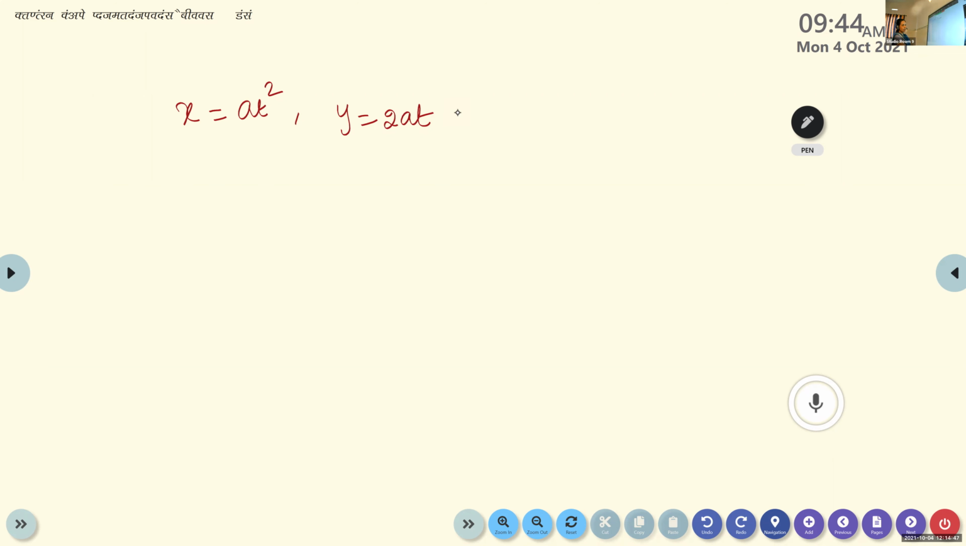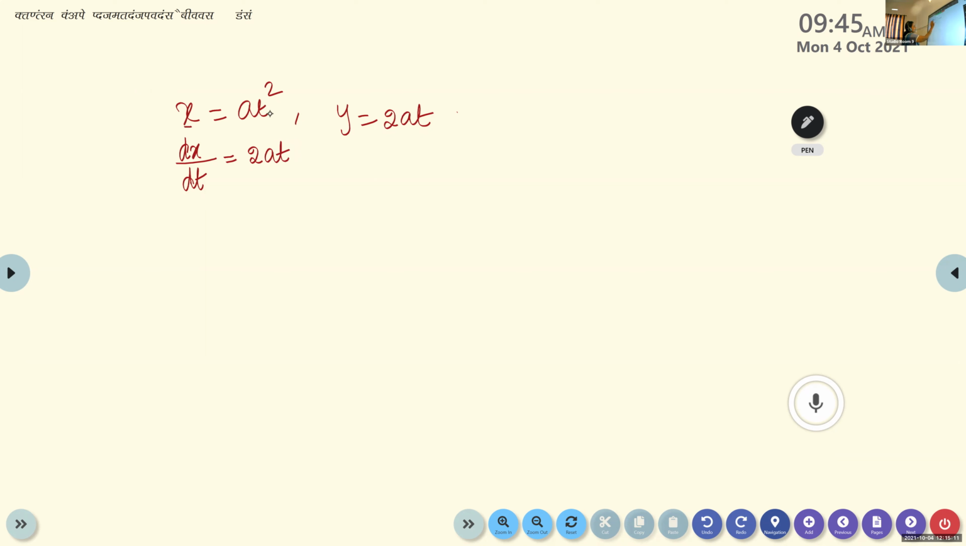What is the answer, Aishwarya? I think you completed. 1 by t. So first what you did here? Tell me. First you calculated the derivative of both, dx by dt, isn't it? Is it dx by dt? No, I did dy by dx.